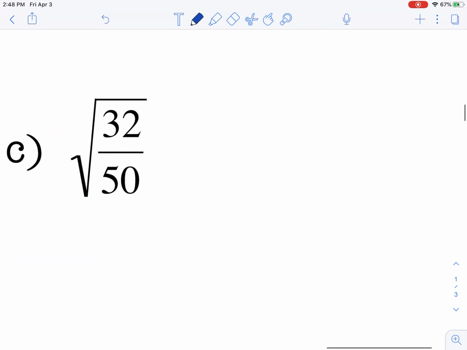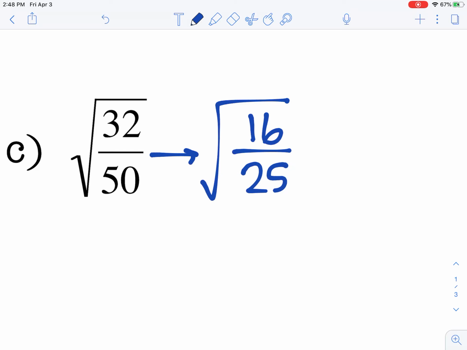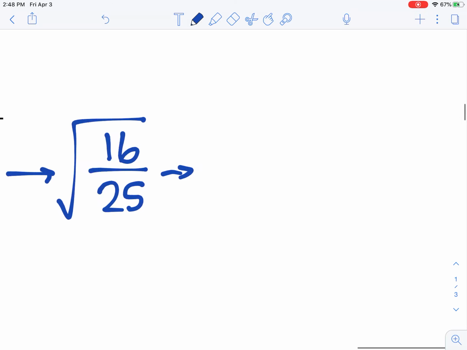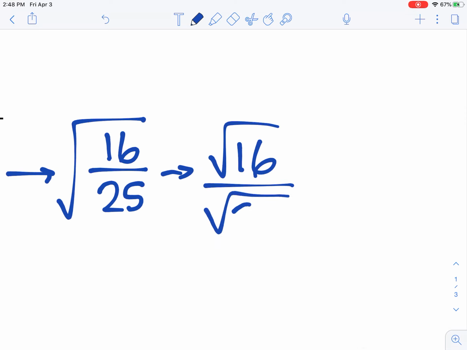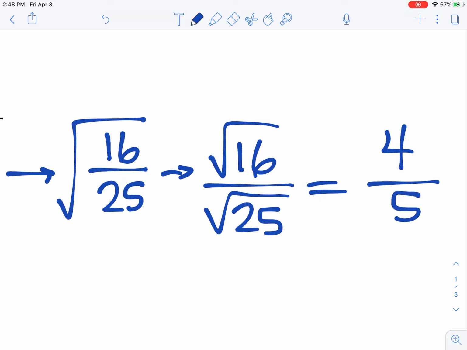Last but not least, sometimes when you have a radical over a fraction, it's in your best interest to simplify the fraction before you separate it out. So in this particular case, 32 over 50 does simplify to 16/25. Hopefully you're noticing, hey, those are both perfect squares. So this should work out really nice once we separate it out. So the square root of 16 is just 4, and the square root of 25 is 5.